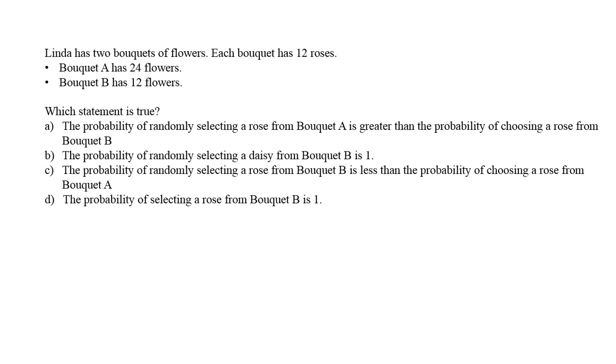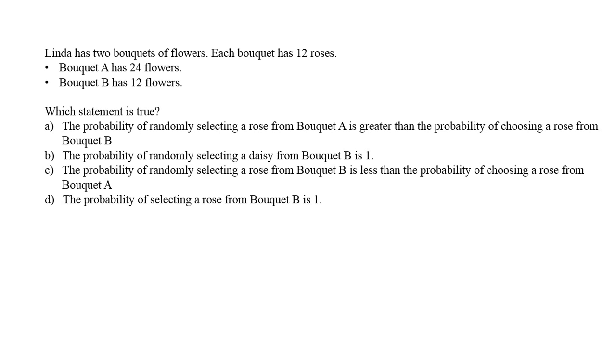Okay, here are another couple of examples for probability questions. This first one is multiple choice, and it says Linda has 2 bouquets of flowers. Each bouquet has 12 roses. Then it says bouquet A has 24 flowers and bouquet B has 12 flowers. So which statement is true?